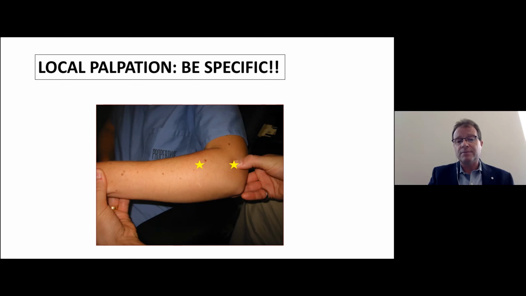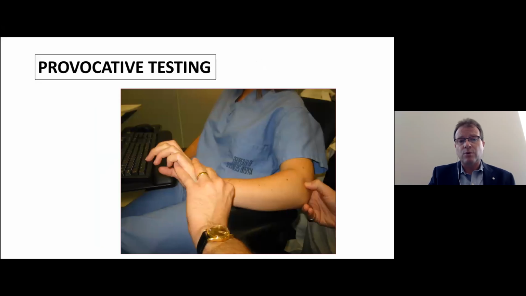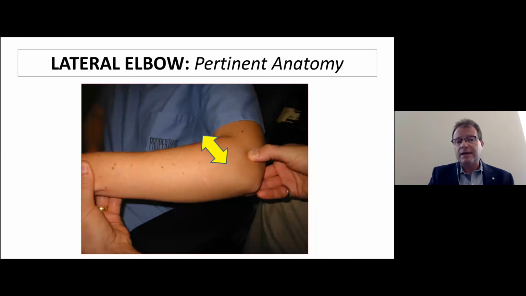So differentiating between these relative locations of the lateral epicondyle versus the radial tunnel can be important for our testing. And similarly, identifying the location of pain with provocative maneuvers, such as a resisted 2-finger extension test, and really focused on the lateral epicondyle.